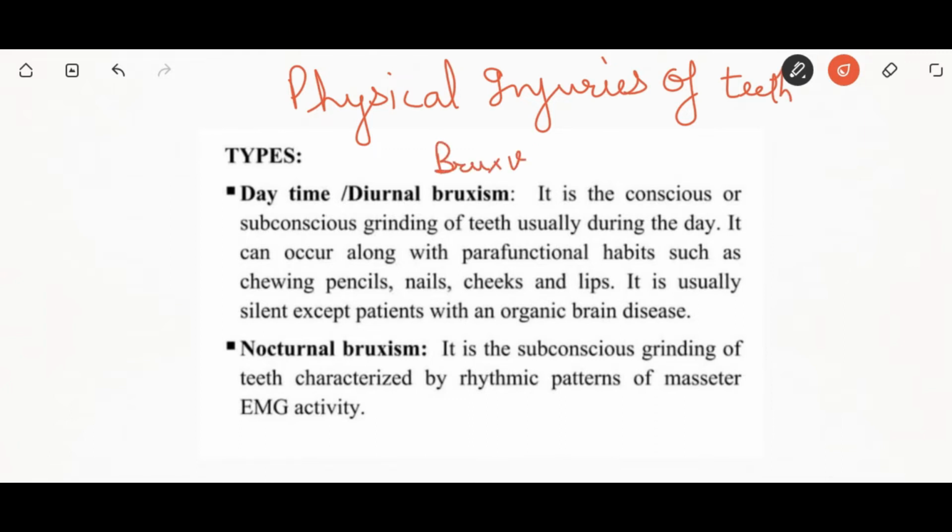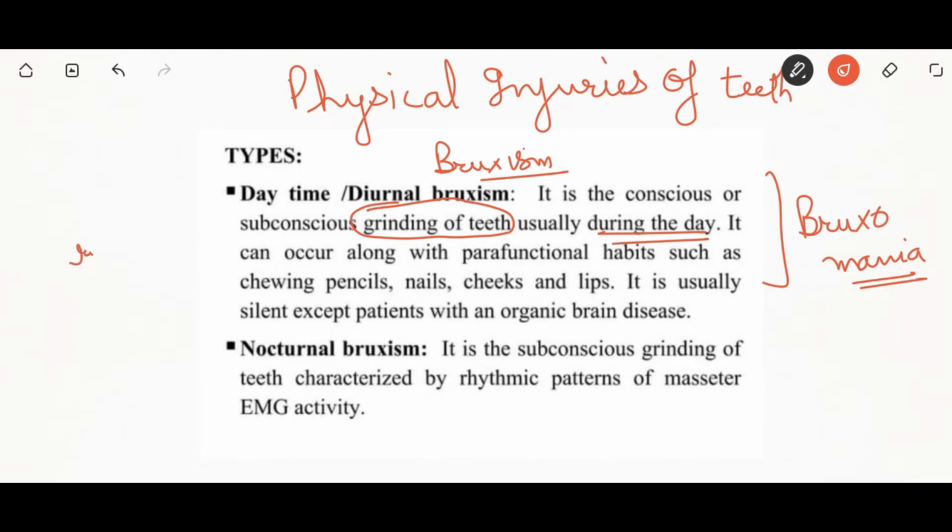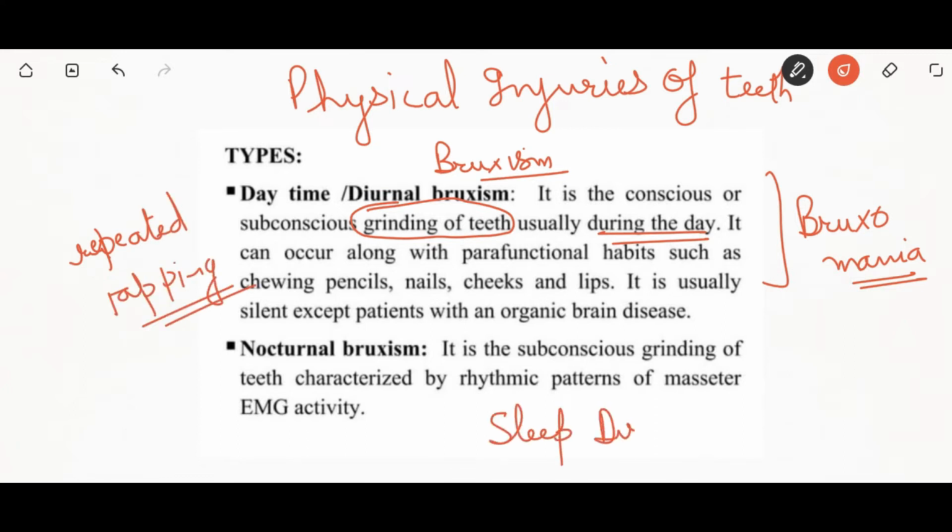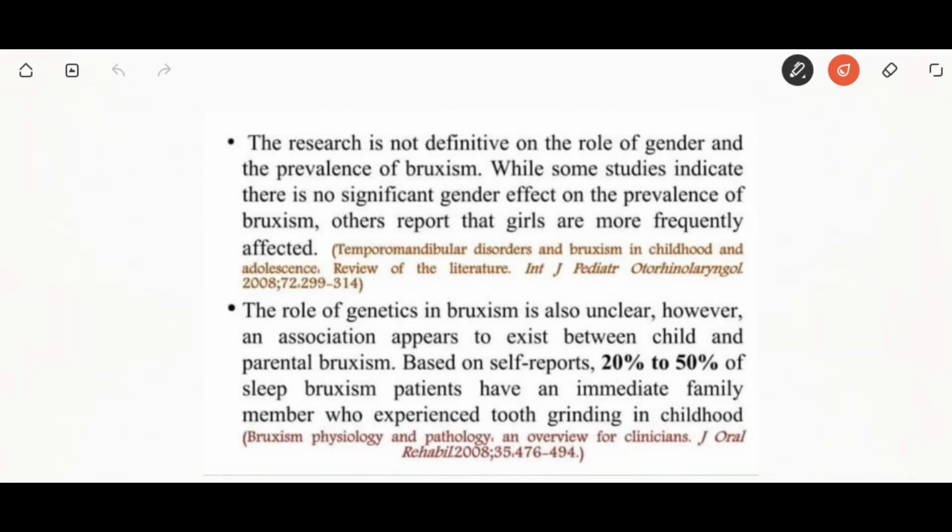So bruxism is one of the most common sleep disorders. So what are the causes, the etiology of bruxism? That could be local, systemic, psychological or occupational in nature. The local factors could be due to mild discomfort or mild occlusal disturbance.